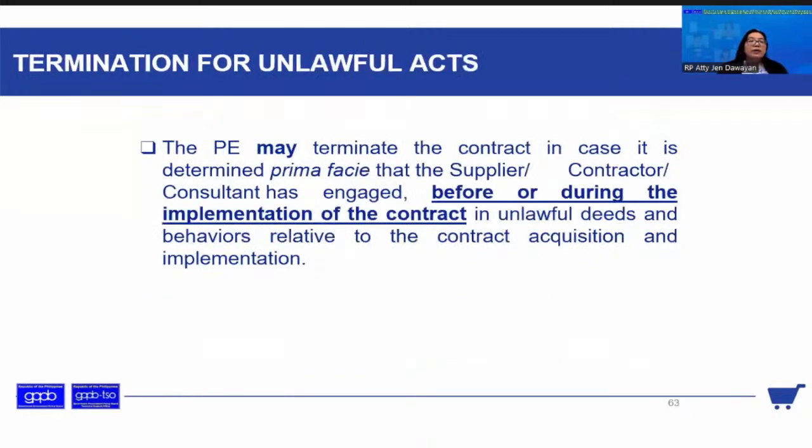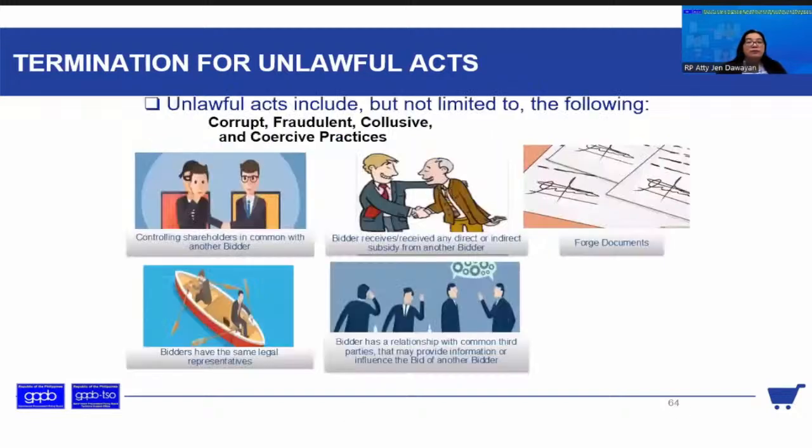And if it is termination by unlawful acts, the procuring entity may terminate the contract in case it is determined prima facie that the supplier has engaged, during or before the implementation of the contract, in unlawful deeds and behaviors relative to contract acquisition or implementation. So even if it has been determined that his obtaining of that contract was unlawful, by one reason or another, that there were illegal, unlawful deeds done, it can be a reason for termination because of those unlawful acts.